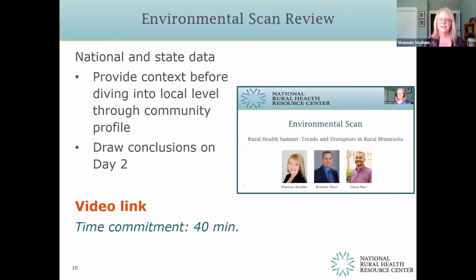Again, it sets the stage and sets the context for you to dive into that trends and disruptors document as well as your community profile. On day one, we'll be digging into the local level through community profiles. And then on day two, zooming back out into the broader focus of the state overall. You'll be pulling from the information in this environmental scan on both of those days.